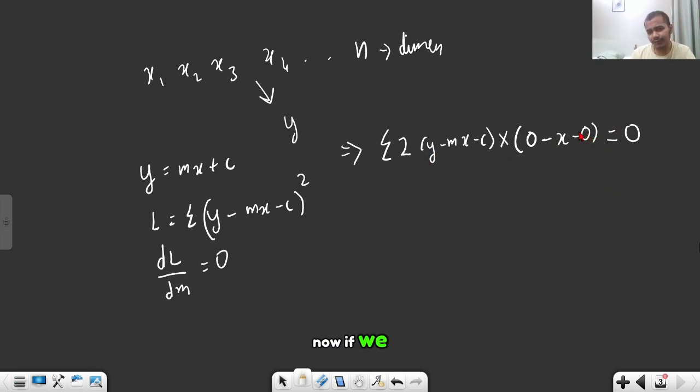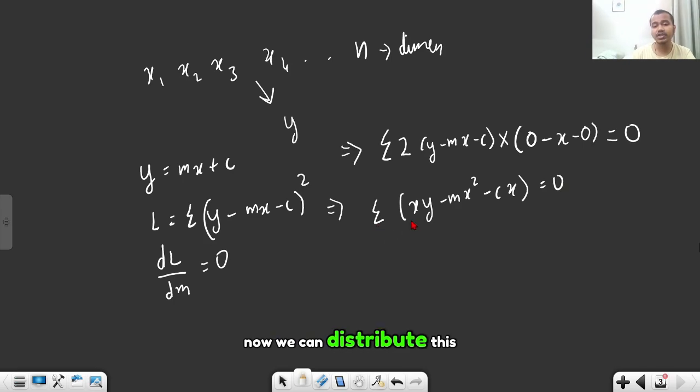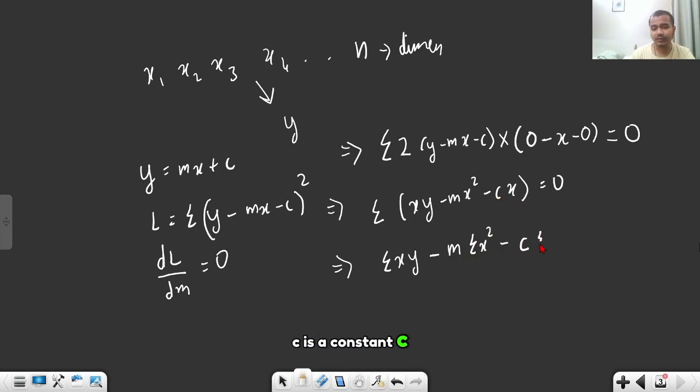Now if we take this minus and 2 to the other side, there is going to be no change. We have sigma, 2 cancelled out, minus cancelled out, x goes inside. We have xy minus mx square minus cx equal to 0. Now we can distribute the sigma on these terms. So we'll get sigma xy minus m, which is a constant, m will come out, m sigma x square, minus c, which is a constant, c sigma x equal to 0. Now let this be our first equation.